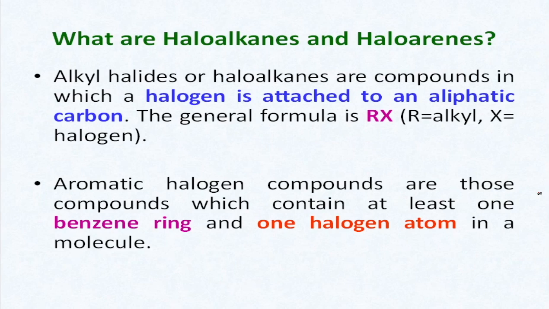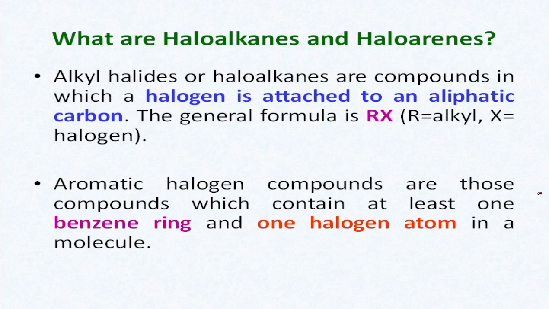So actually, haloalkanes and haloarenes. Alkyl halides and haloalkanes are compounds in which a halogen is attached to an aliphatic carbon. The general formula is RX. Aromatic halogen compounds are those compounds which contain at least one benzene ring and one halogen atom in a molecule.